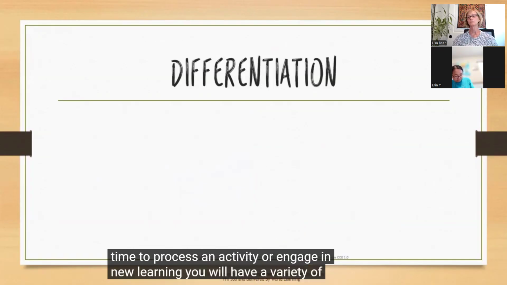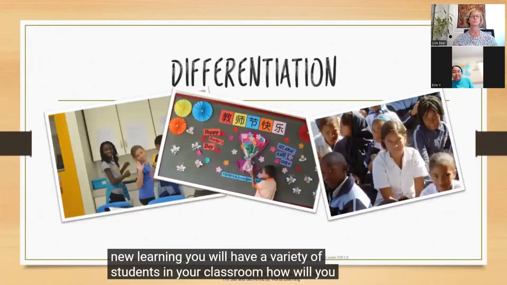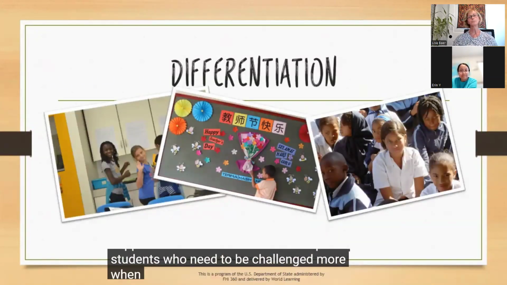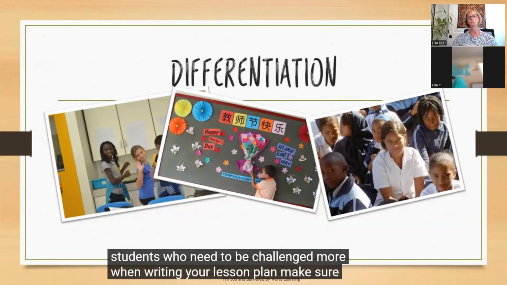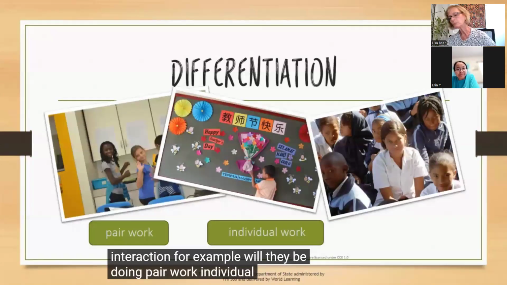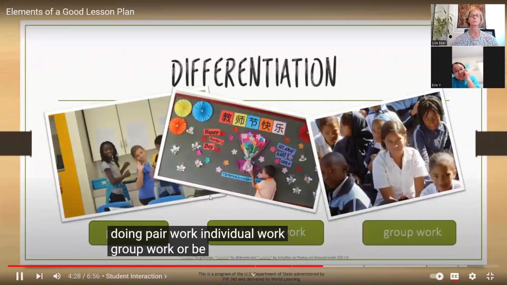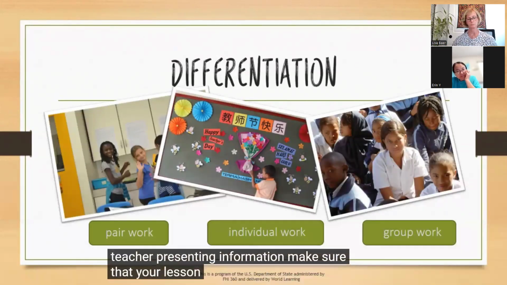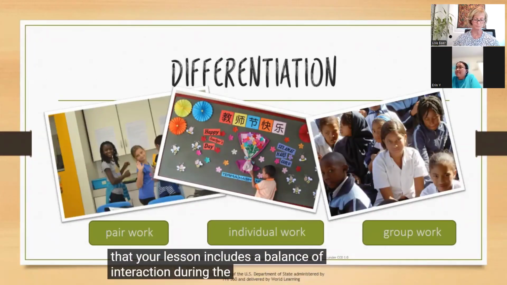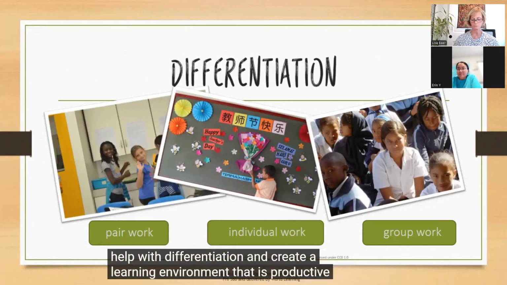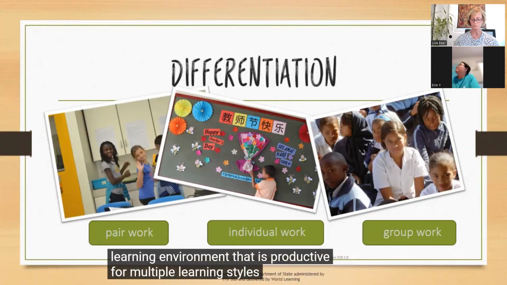You will have a variety of students in your classroom. How will you support students who need extra help and students who need to be challenged more? When writing your lesson plan, make sure to include details about student interaction. For example, will they be doing pair work, individual work, group work, or be listening to the teacher presenting information? Make sure that your lesson includes a balance of interaction during the class, as this can help with differentiation and create a learning environment that is productive for multiple learning styles.